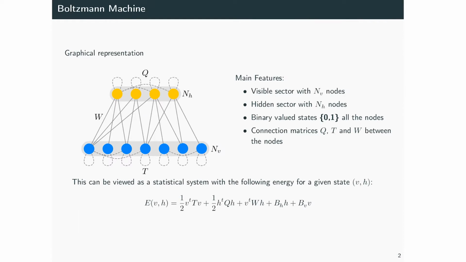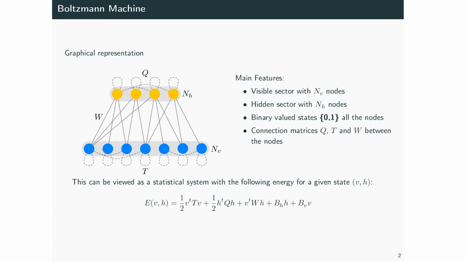So a very quick recap about the Boltzmann machine. It is a neural network which is divided into two sectors. We have a visible sector with NV nodes, and also a hidden sector here. And all these nodes can assume only binary value states, so it can be either 0 or 1. And all these nodes are interconnected with each other through these connection matrices, which are Q, T, and W. And this system can be viewed as a statistical system, and we can find an expression for the energy.